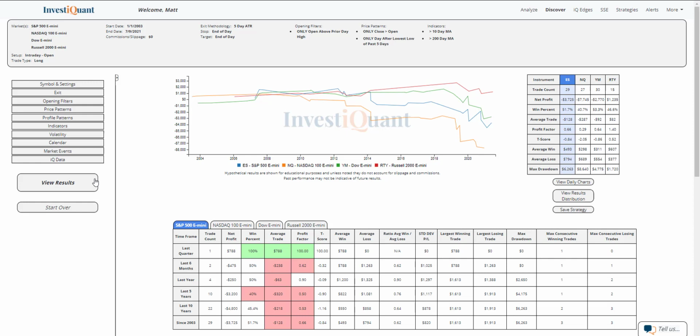The average win and average loss on these has favored the average loss in 3 of the 4 instruments. So S&P has a larger average loss, as does the NASDAQ and the Dow. The Russell is the only one that has a larger average win. It is also the one with the smallest sample size. So this pattern has been a touch weak here historically. It's not super weak, but it has larger average losses on average, and the win rates are neutral to weak.